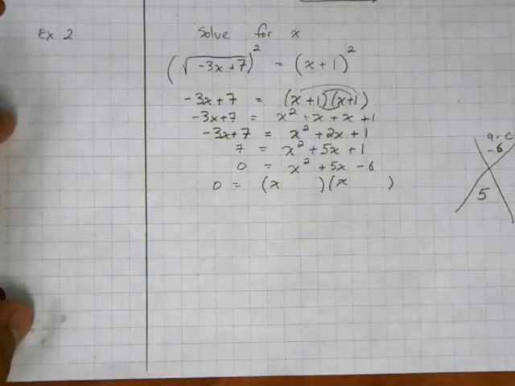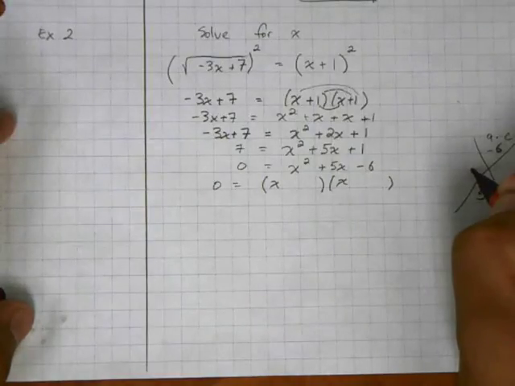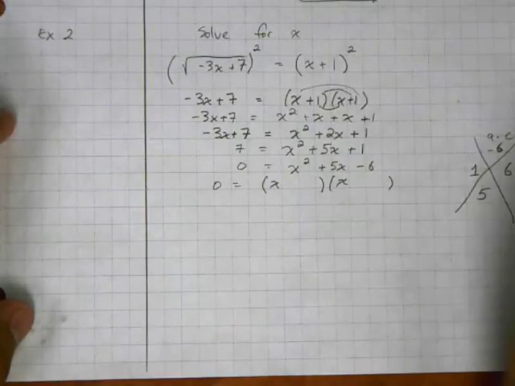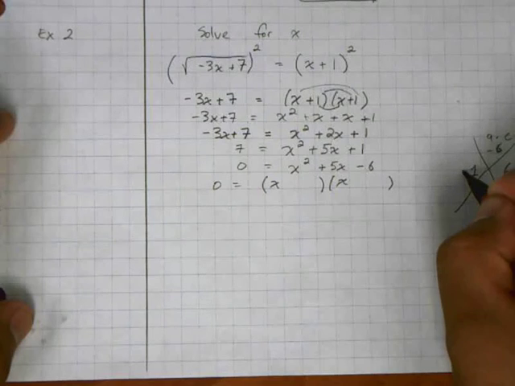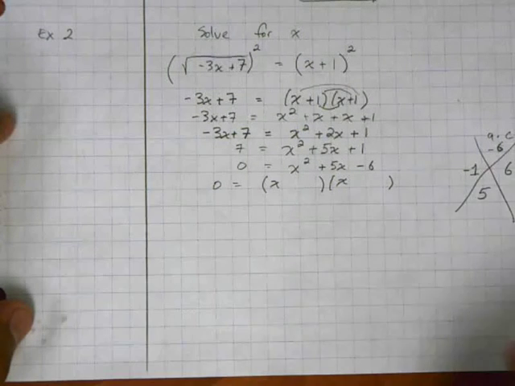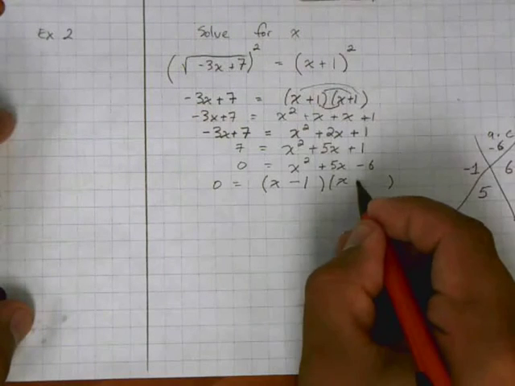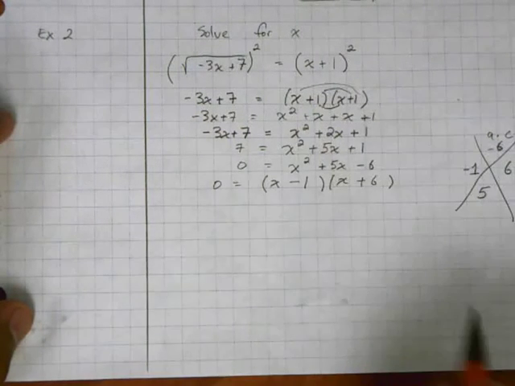And we're looking for two numbers that multiply to negative 6 and add to positive 5. And that's going to be 1 and 6. And actually negative 1, because when we multiply these two, it's got to give us negative 6. We add them, it gives us positive 5. So it's x minus 1, x plus 6.